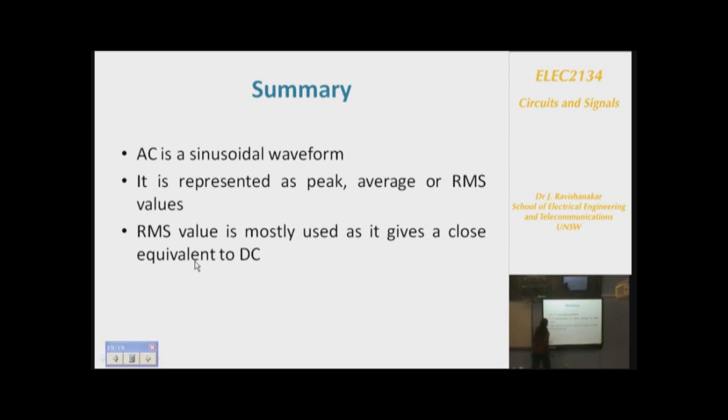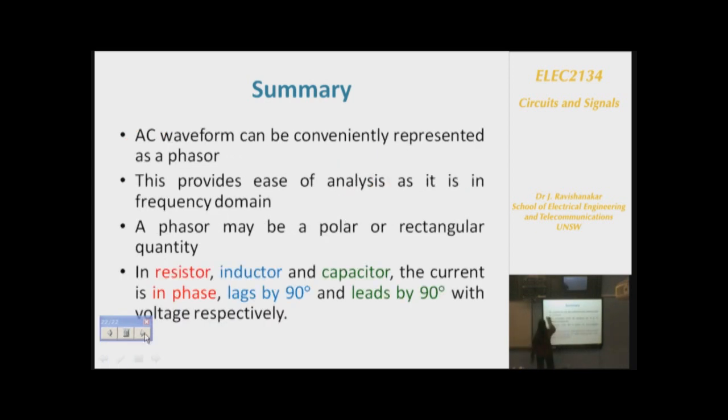Summary of the topic today. What did you learn today? We saw that AC is nothing but a sinusoidal waveform, because it can be expressed as a sine of theta or cos of theta. It can be represented as peak value or a peak to peak value, the average value or RMS value. RMS value is mostly used as it gives a close equivalent to DC. So it's a very commonly used value of the AC waveform. AC is more conveniently represented as a phasor rather than keeping it as a waveform, because analysis is very easy. So this provides ease of analysis, because it is in the frequency domain.